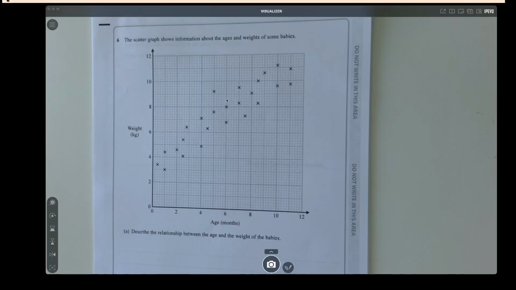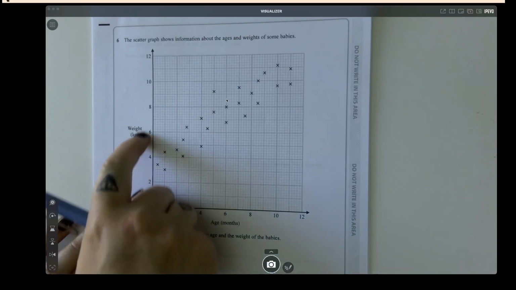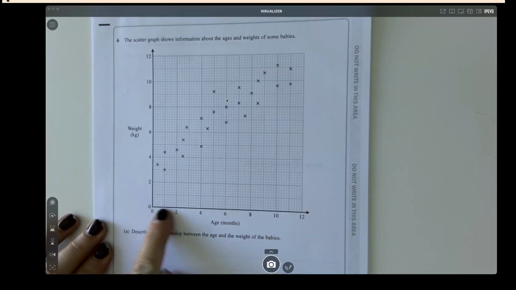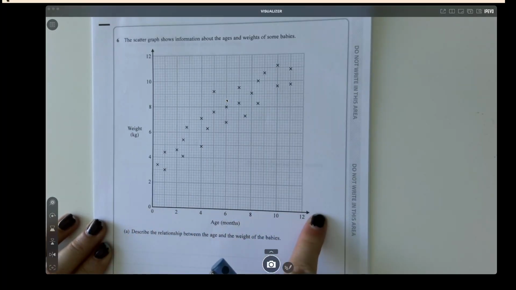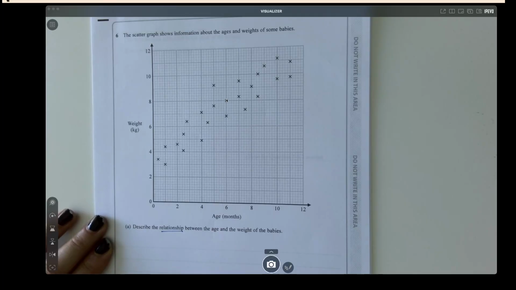Question 6. The scatter graph shows information about the ages and weights of some babies. So we have the weight on the vertical axis and the ages in months on the horizontal axis. Part A, describe the relationship between the age and the weight of the babies. So it's asking us to describe the relationship, not the correlation. So we have to explain what's happening.